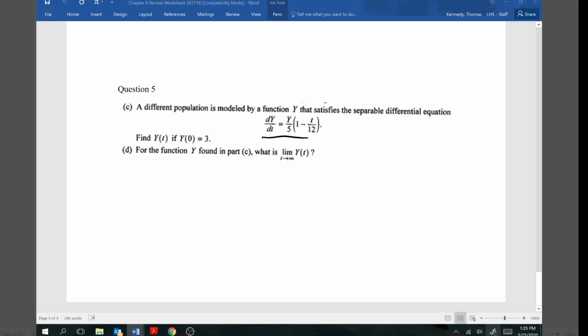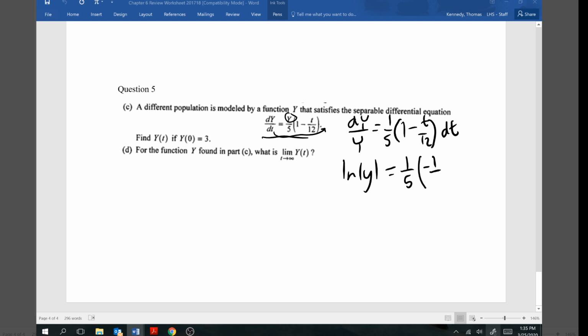Separate variables. If we separate variables, we divide both sides by y. We get dy over y. We multiply the dt to the other side, and we get 1/5 times 1 minus t over 12 dt. Okay, so now the play is integrate both sides. dy over y, easy. Natural log y.